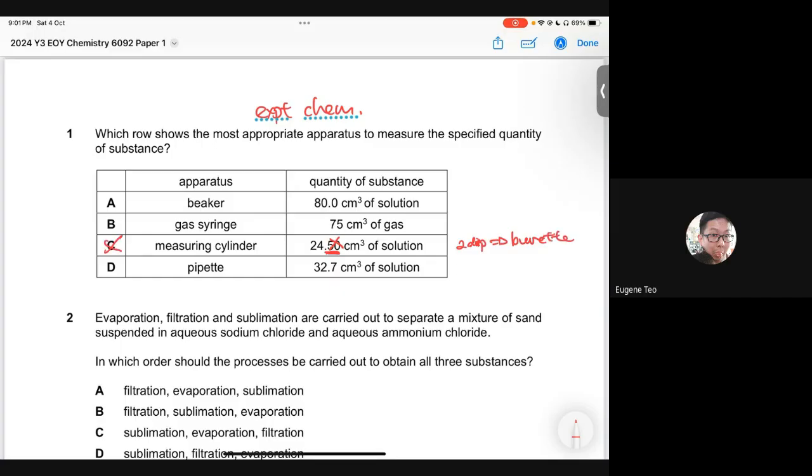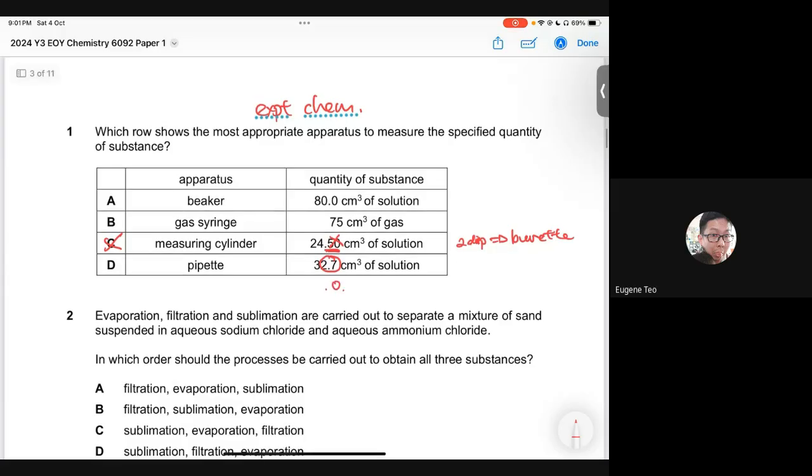Next one, the pipette. A pipette will not have this kind of numbers. A pipette normally has a 0.0 at the end, and normally it's in multiples of 5.0. So normally it ends with 0.0 and it's multiples of 5. So that's where D is also out. So I'm left with A and B.